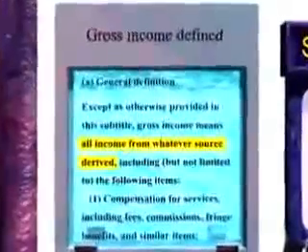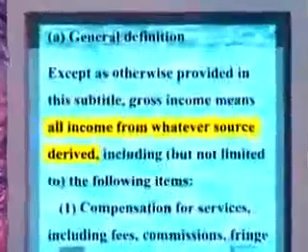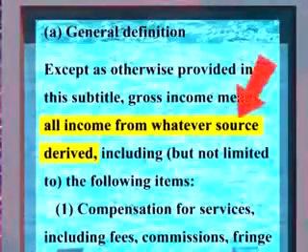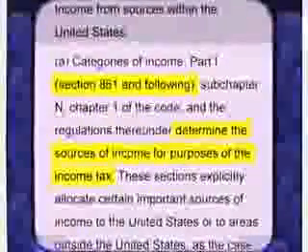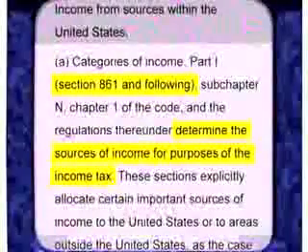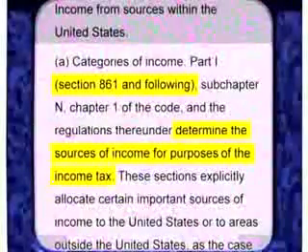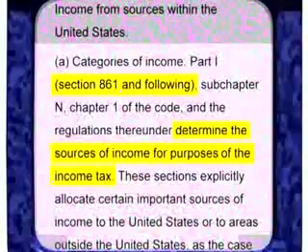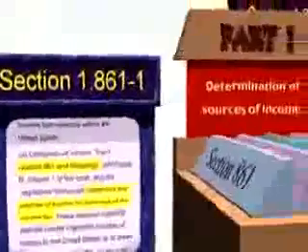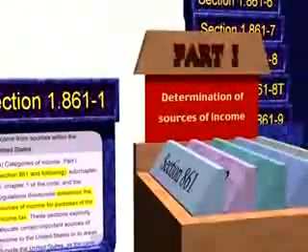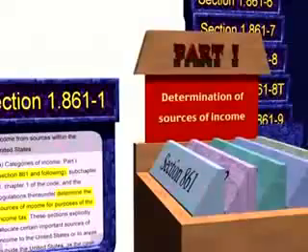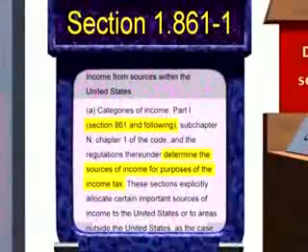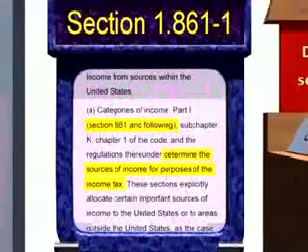Similarly, the meaning of all income from whatever source derived depends entirely on the legal meaning of the word source, and Section 861 and following and related regulations determine these sources of income for purposes of the income tax. Oddly enough, tax professionals and IRS employees rarely, if ever, examine this part of the law. But this sentence of the regulations, as significant as it is, is not all that the tax professionals misread or ignore.